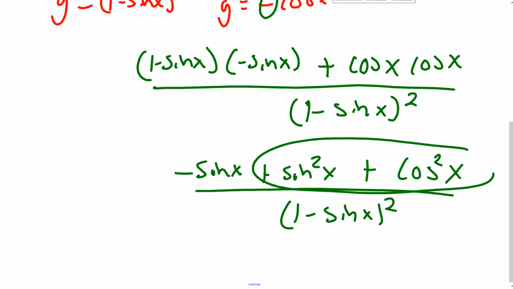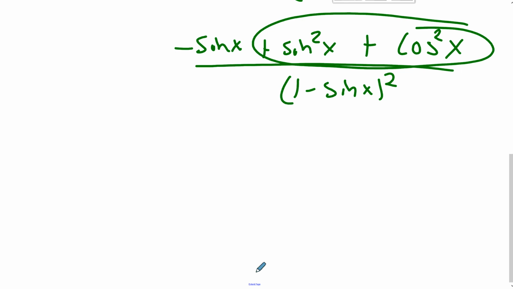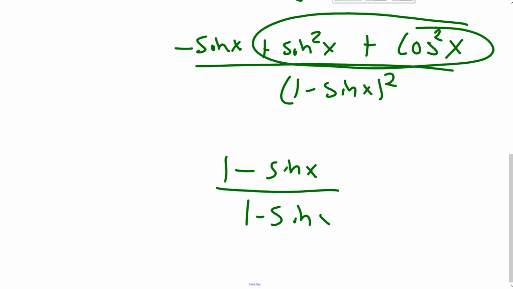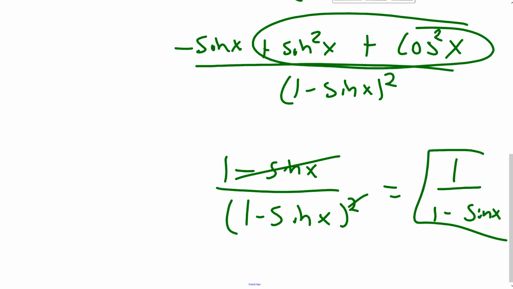So then, if you remember from your Pythagorean identities, that equals 1. So we have minus sine x plus 1, which is the same as 1 minus sine x, over 1 minus sine x squared. So that's going to cancel with one of those. So we get 1 over 1 minus sine x.